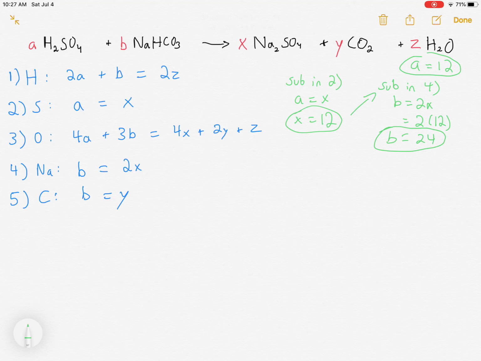So now we have A, B, and X, and I'm looking for another equation that I can sub in one of my variables to solve for another. And I'm looking right away to equation 5.